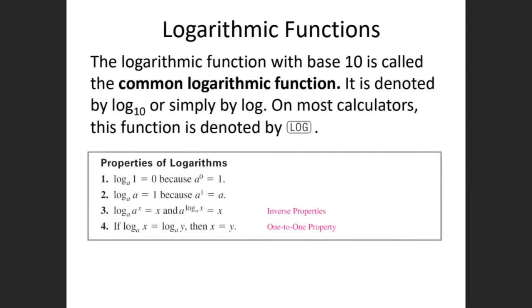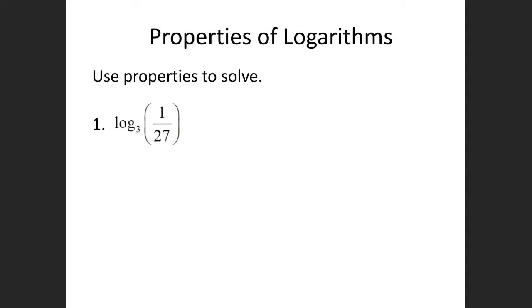And then the last property, if log of base a of x is equal to the log of base a of y, now what that's saying is that it's my one-to-one property, that for those two logs to be the same, if they have the same base, then the inputs have to be the same. Okay, so let's look at some of these examples as problems. Use properties to solve. All right, so here, what I would do is I'm going to go ahead and convert this into an exponential form, because again, I don't know how to solve it.